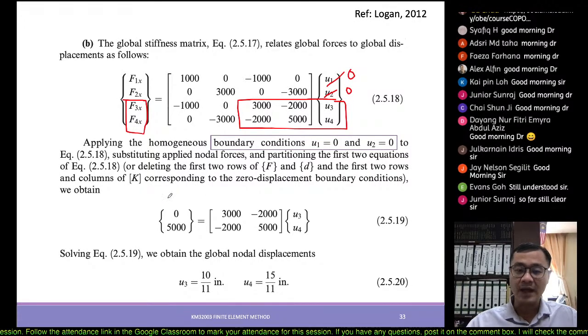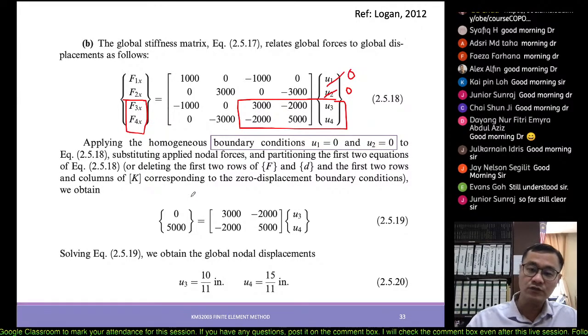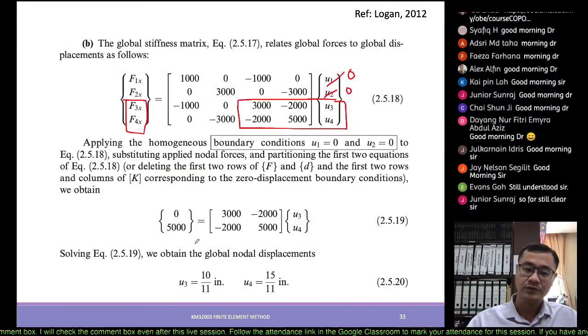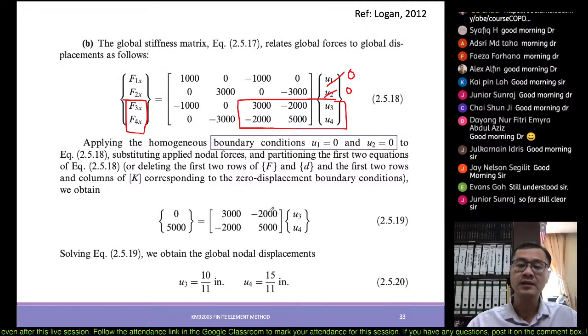Then at this particular point, in order for us to solve for the 3 and 4, again we go through: 3 has no external force acting, but 4 has 5,000 pounds acting on it. So 0 and 5,000, put it in. Now how to solve these equations: either you use MATLAB, Scilab, or mathematically using your hand, you can solve for it.